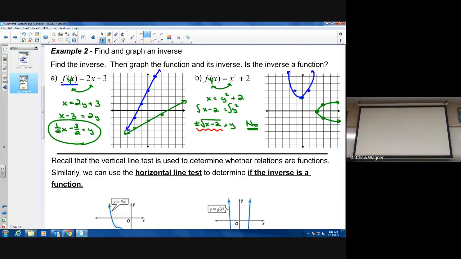domain. If I restrict the domain and just say x has to be positive values greater than or equal to 0, then that piece of my graph goes away. Is what's left a function? Yes. So I could restrict my domain.